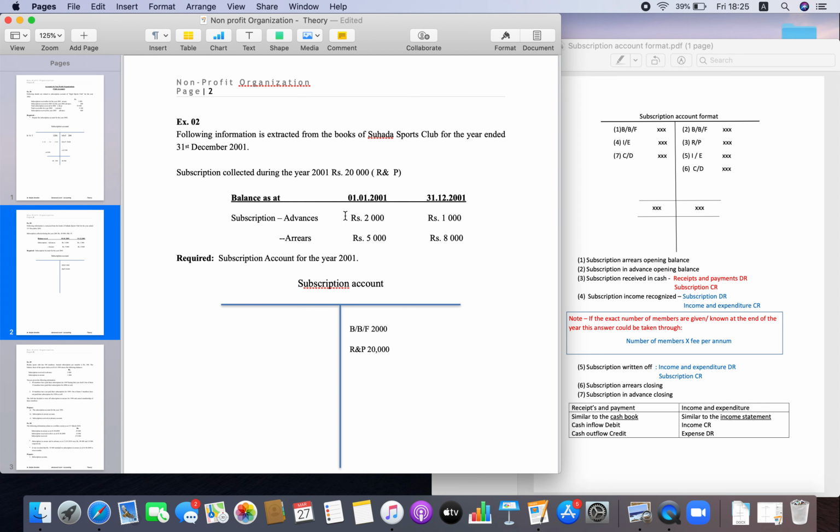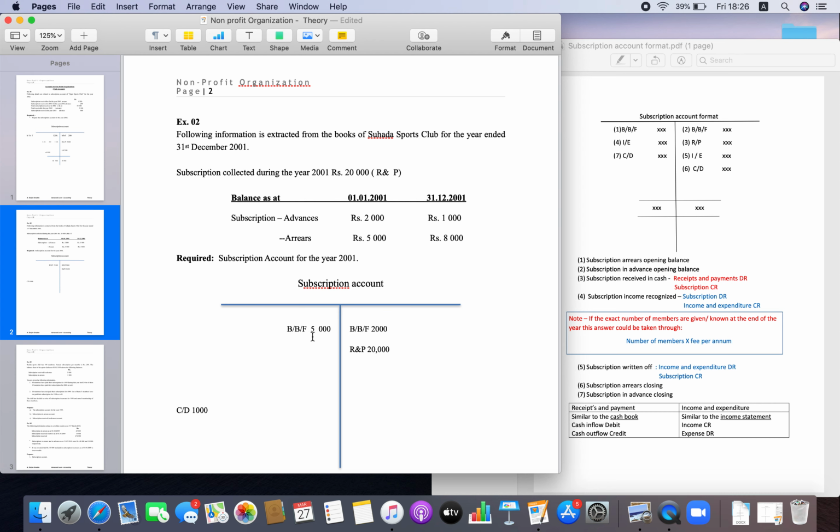Next one, advance as at 31st of December. Now remember, advance as at 31st of December means closing. So if the opening advance is coming on the credit side, the closing advance should come on the debit side. So that's 1,000. Then next one, subscription in arrears 5,000 on 1st January. Remember, arrears is an asset, so the opening balance should always come on the debit side. So you mark that one over here: balance brought forward 5,000.